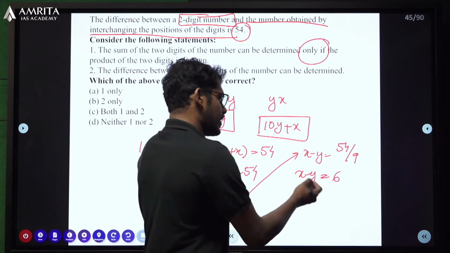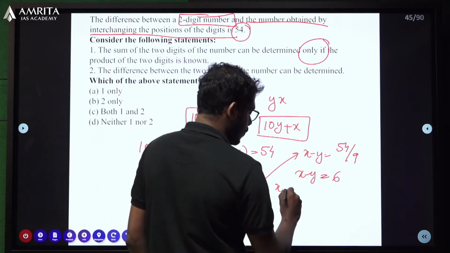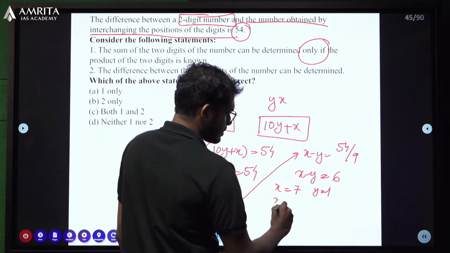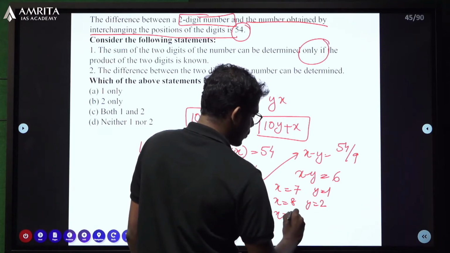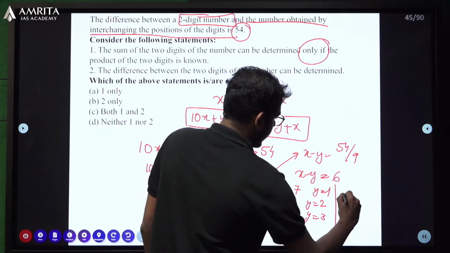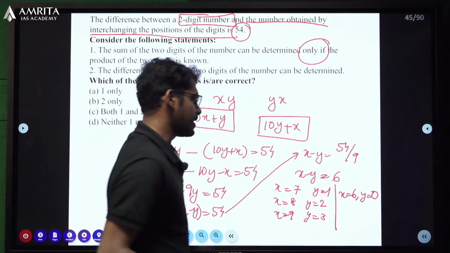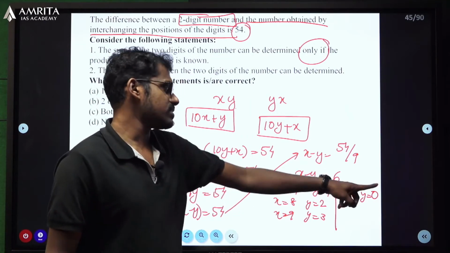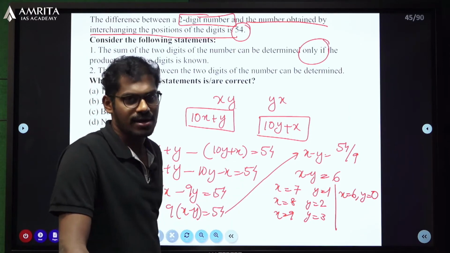We know that if x minus y is equal to 6, then x and y can have the values x is equal to 7, y is equal to 1; x is equal to 8, y is equal to 2; x is equal to 9, y is equal to 3; x is equal to 6, y is equal to 0. Clear? 7 minus 1 is 6, 8 minus 2 is 6, 9 minus 3 is 6, 6 minus 0 is 6. So x and y can have four different pairs of values.